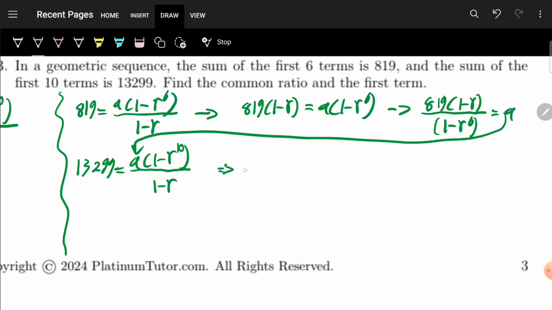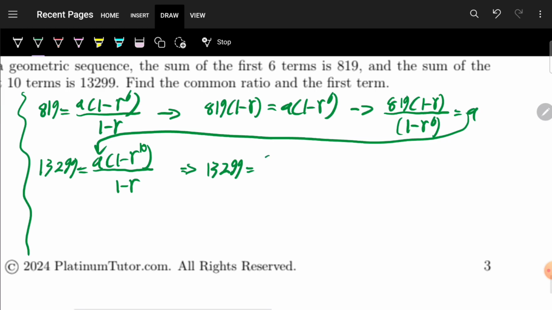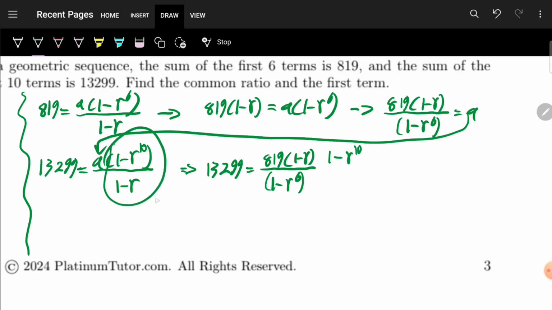So we'll get that 13,299 is equal to 819 times 1 minus R all over 1 minus R to the 6. That's A, and then we have 1 minus R to this end. So we're going to copy down the rest of this as well, all over 1 minus R. Okay. So now we can cancel these 2 out.